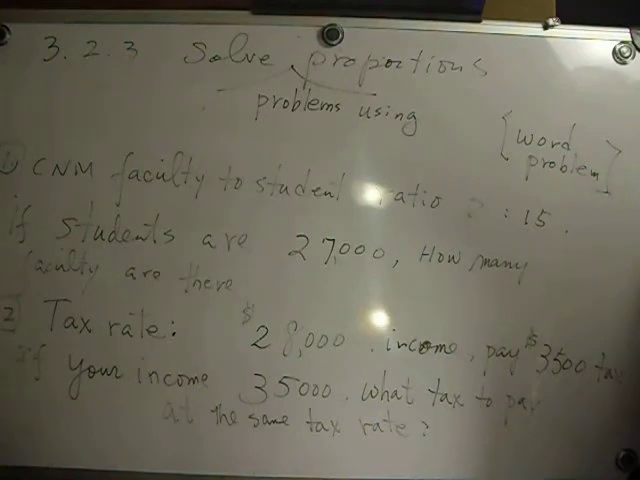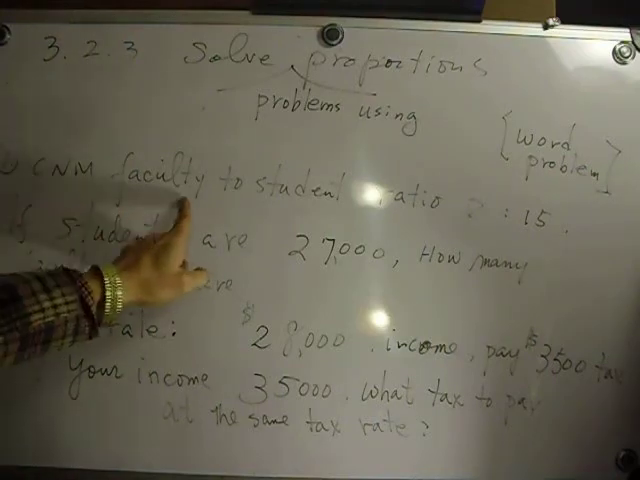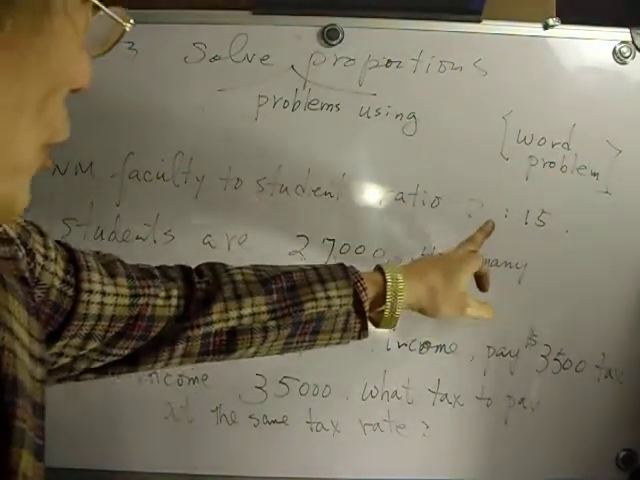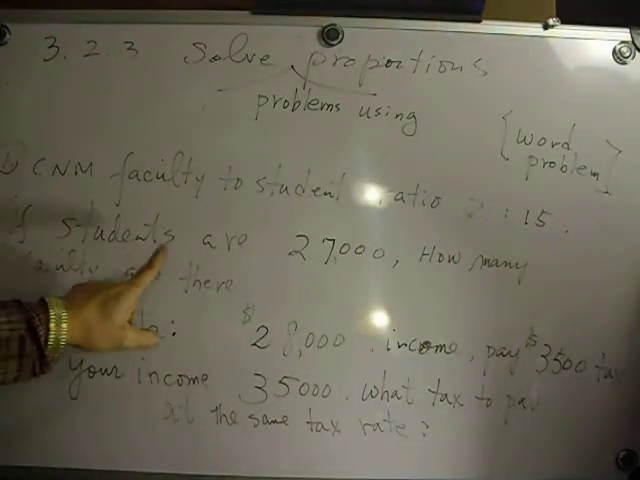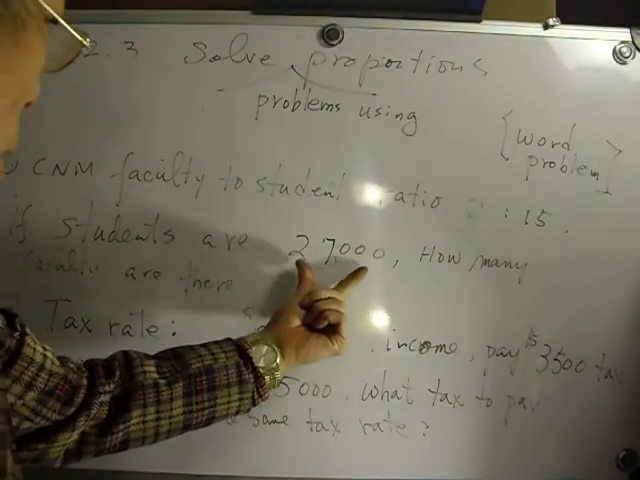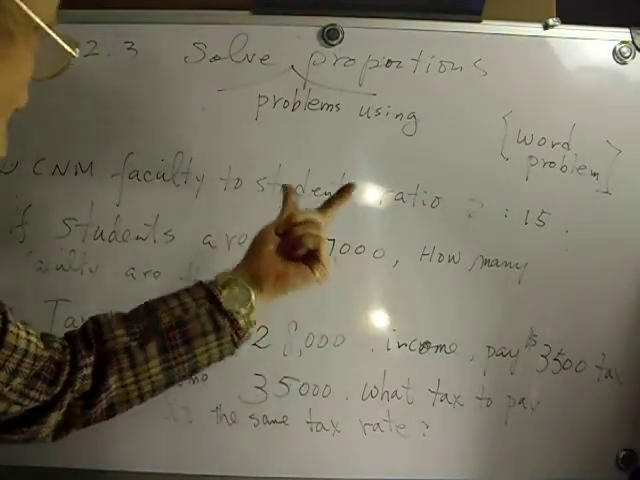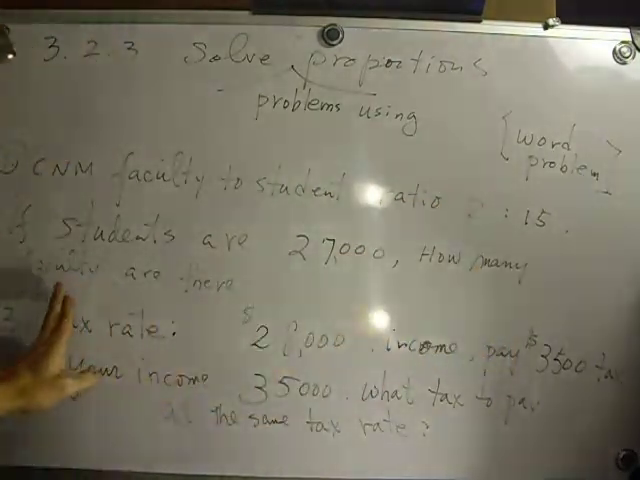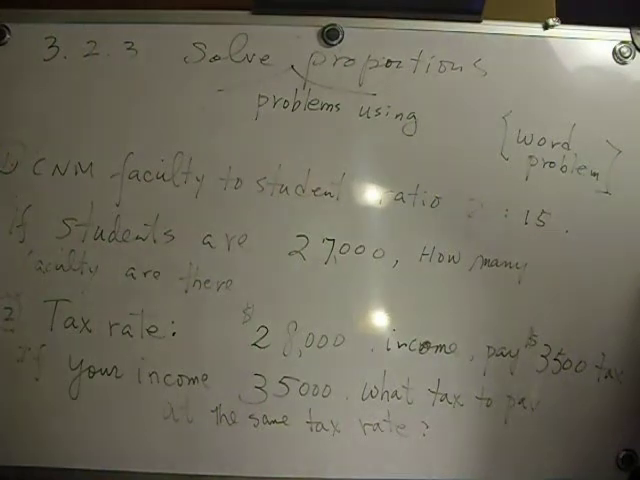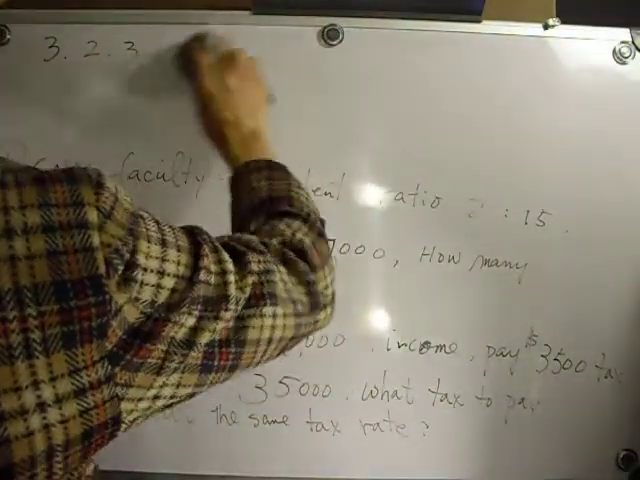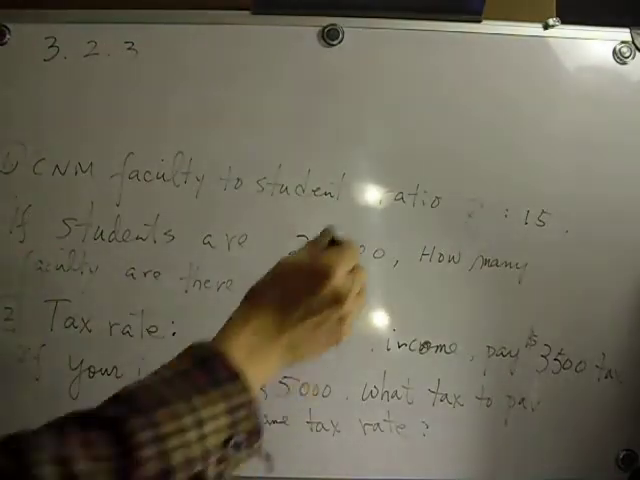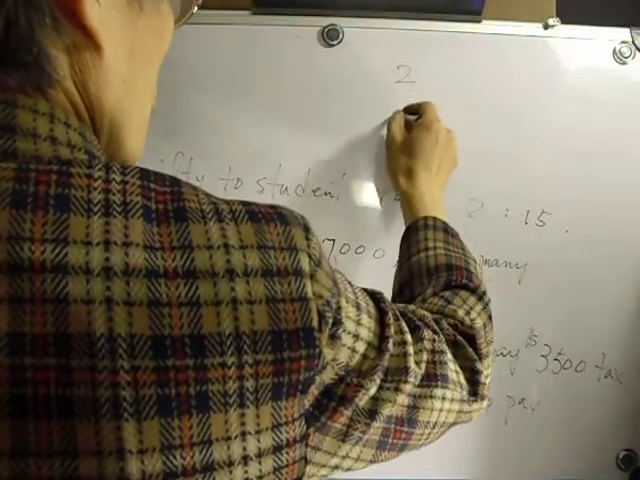First one, like this. CNN faculty to student ratio is 2 to 15. If currently students are 27,000 with the same ratio, how many faculty are there? This is the same ratio. Then you just write out a proportion, or write out the ratio. So 2 to 15.